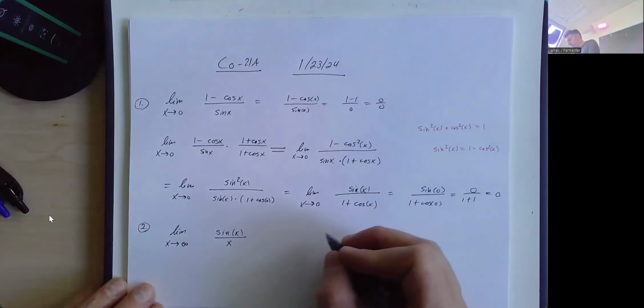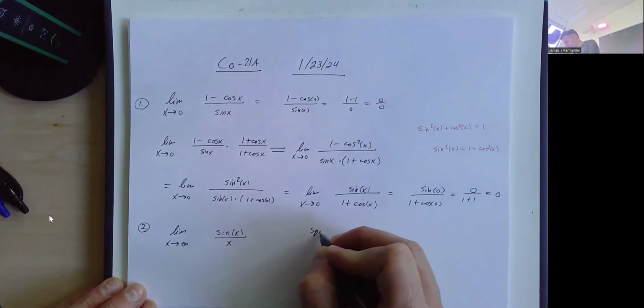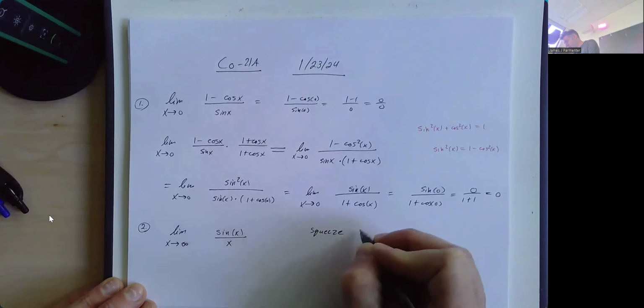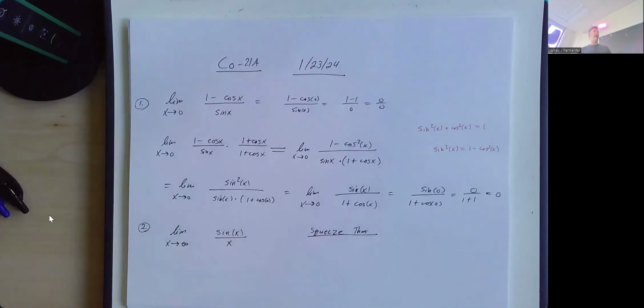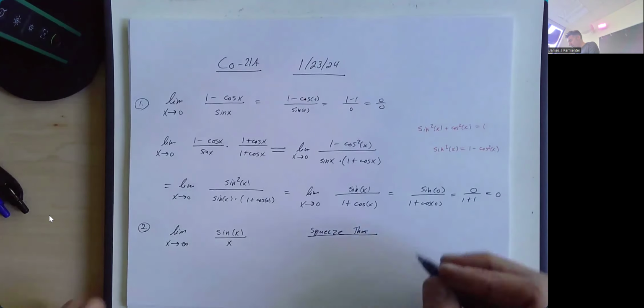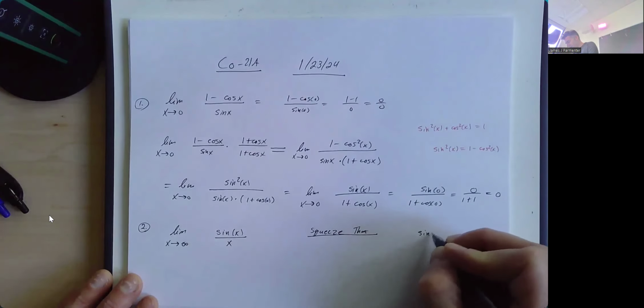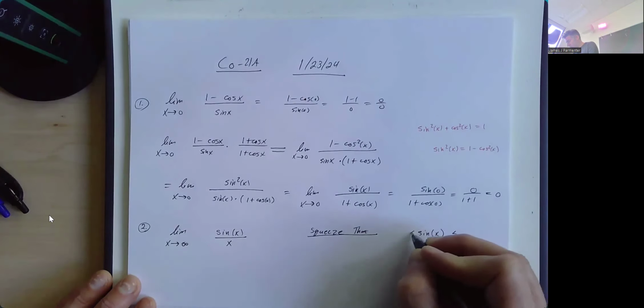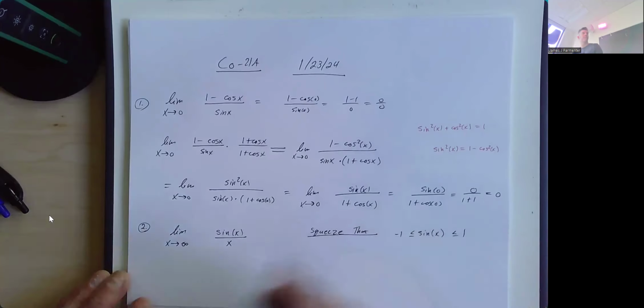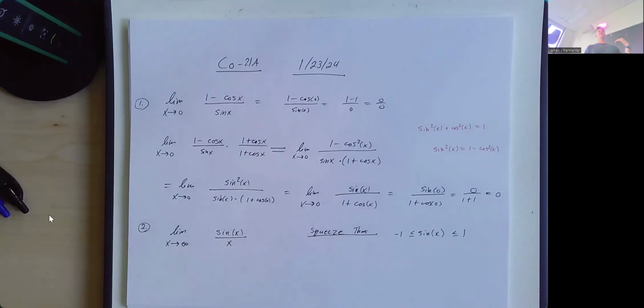So if I'm using the squeeze theorem and I'm involving sine or cosine, I'm usually starting with the fact that sine or cosine, in this case sine, of whatever is between -1 and 1. That is always true. No matter what you're taking sine of, it's always bigger than or equal to -1. It's always less than or equal to +1.